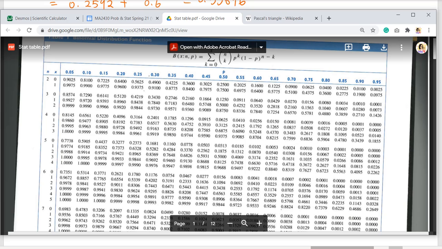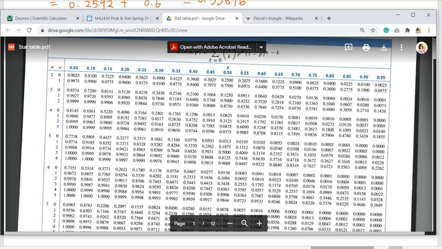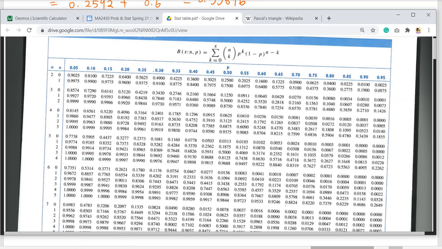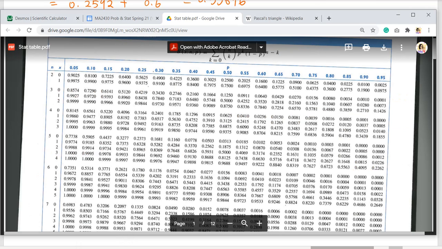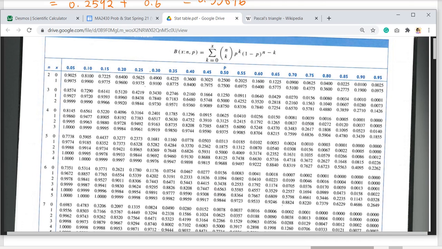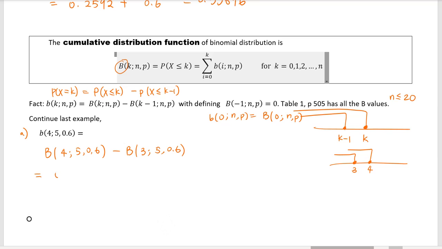So N is 5. Okay, you can see the 5 here. And so let's see, in 4. So x is 4 and p is 0.6. Can you see x is 4, p is 0.6? Do you see this 0.9222? Alright, so this is 0.9222.